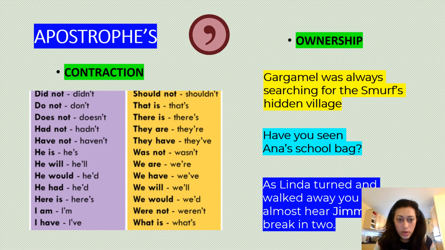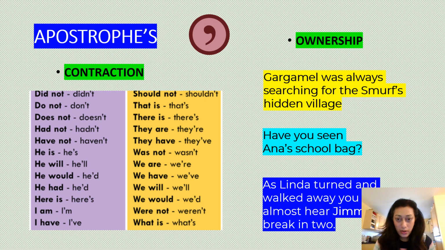Do not is changed to don't, does not to doesn't, had not, hadn't, have not, haven't, he is, he's, he will, he'll, he would, he'd, he had, he'd, here is, here's, I am, I'm, I have, I've, should not, shouldn't, that is, that's, there is, there's, they are, they're, they have, they've, was not, wasn't, we are, we're, we have, we've, we will, we'll, we would, we'd, were not, weren't, what is, what's.